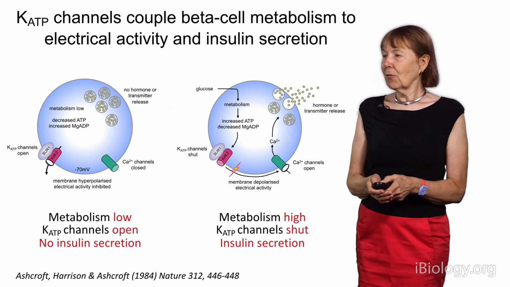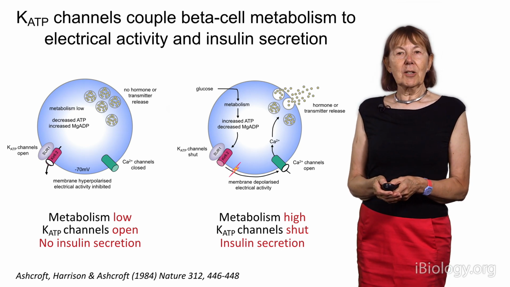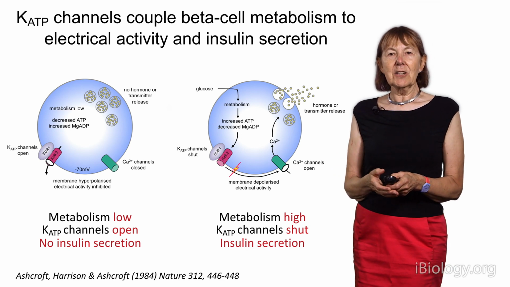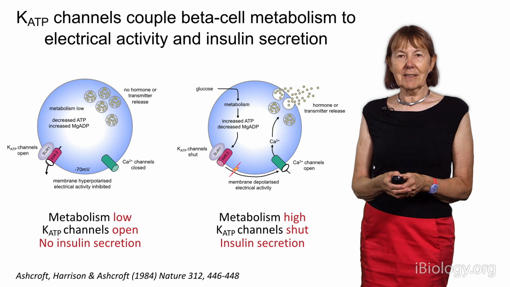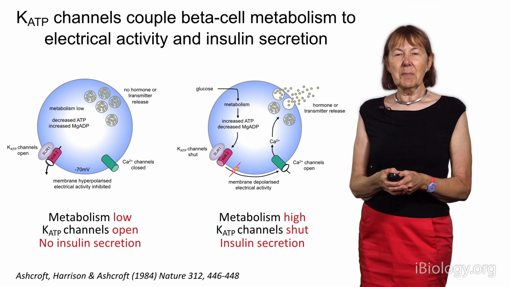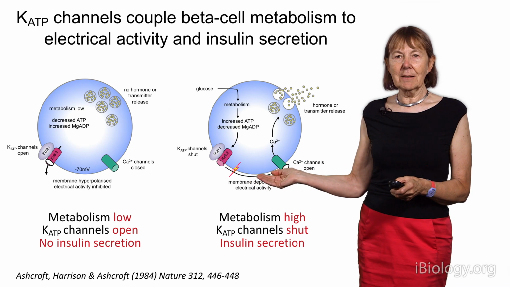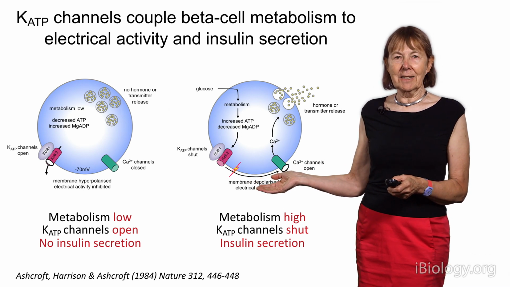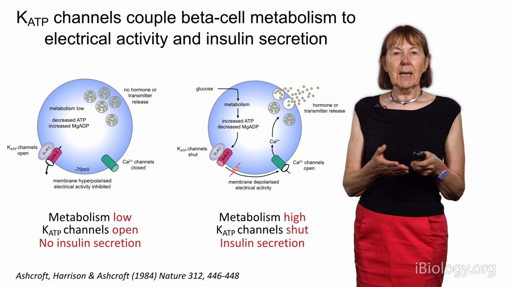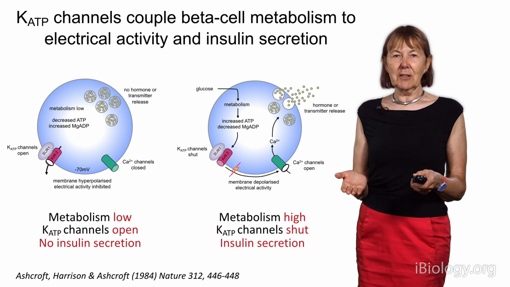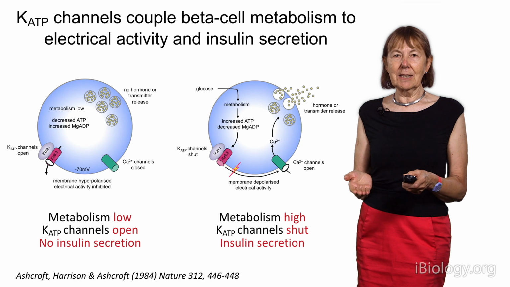However, when your blood sugar level rises, then glucose is taken up and metabolized by the pancreatic beta cell, leading to closing of the KATP channels. And the consequence of this is a membrane depolarization that opens the voltage-gated calcium channels and thereby stimulates insulin secretion. So when the KATP channels are open, no insulin is released, and when the KATP channels are shut, insulin is secreted.